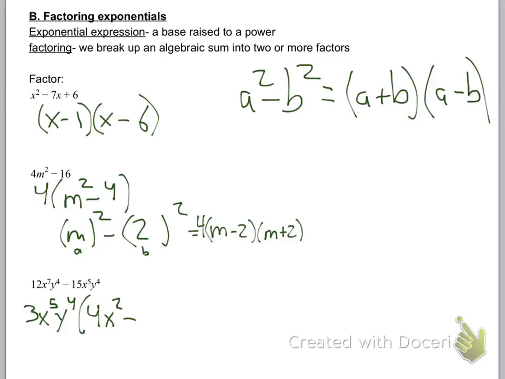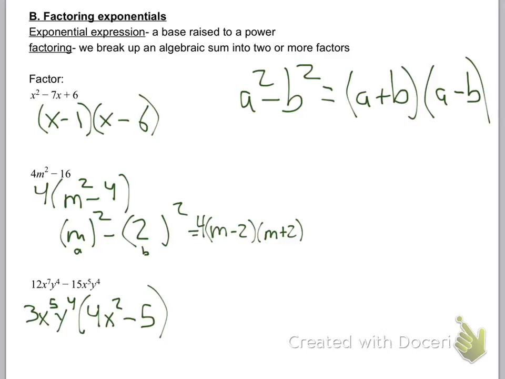Minus 5. X to the 5th divided by x to the 5th, y to the 4th, y to the 4th, they both cancel to 1. So there's my answer. Or is it my answer? I got x squared and a 4 in front. That's a perfect square. But is 5 a perfect square? No. So I'm done.